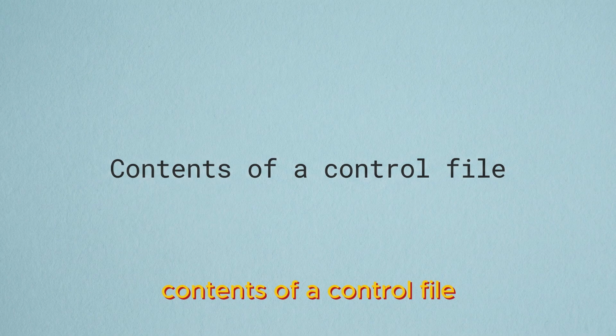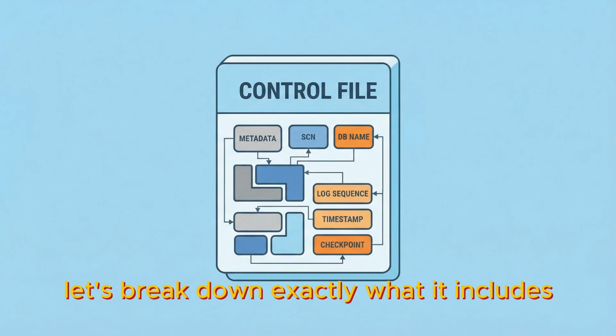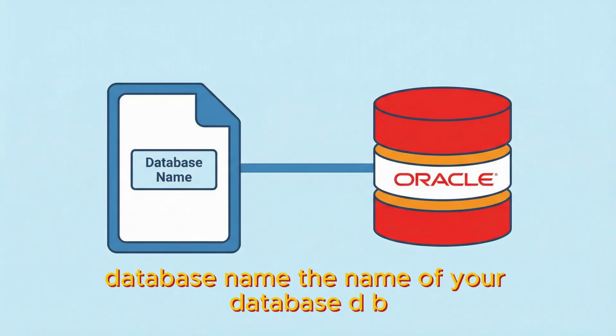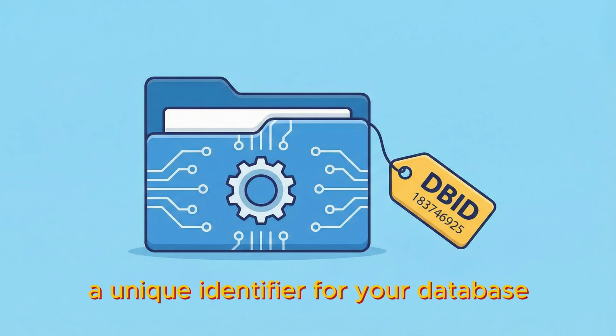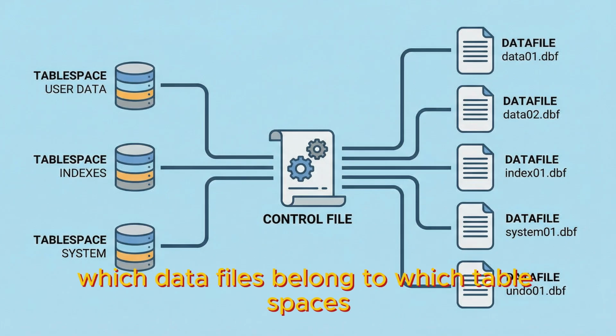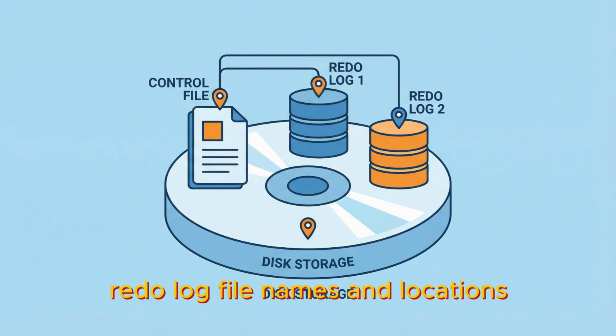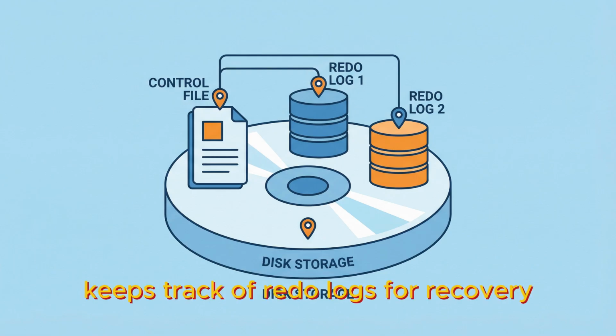Contents of a control file. A control file contains all the critical metadata about the database. Let's break down exactly what it includes. Database name, the name of your database. DBID, database identifier, a unique identifier for your database. Tablespace information, which data files belong to which tablespaces. Redo log file names and locations, keeps track of redo logs for recovery.